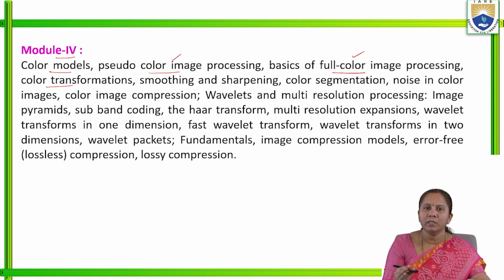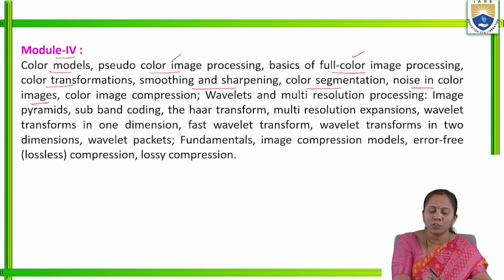That is, converting one color model to another color model, RGB to HSI or HSI to RGB, RGB to CMY or CMY to RGB. Like that we have seen different conversions, and we have also solved some example problems based on these color transformations. And next, smoothing and sharpening of color images. Next we have seen color segmentation, and next noise in color images.